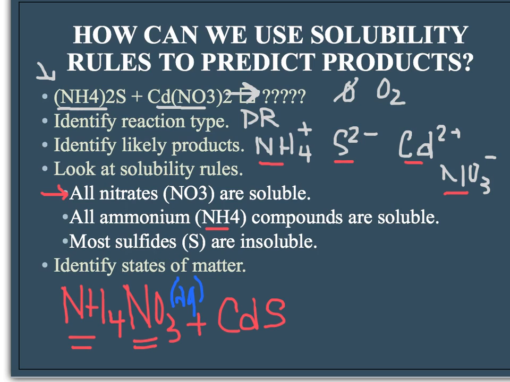And then we can look at our cadmium. When we look at the rules, we find out that most sulfides are insoluble. The fact that it says most usually means that what you'll get is exceptions to the rule listed after the fact. It'll say most sulfides are insoluble. Exceptions include this and that and the other thing. Since there's no exceptions here listed for cadmium, we're going to have to go with what the rule says. Most sulfides are insoluble. So that means that cadmium sulfide will not dissolve in water, and it will therefore form a solid.